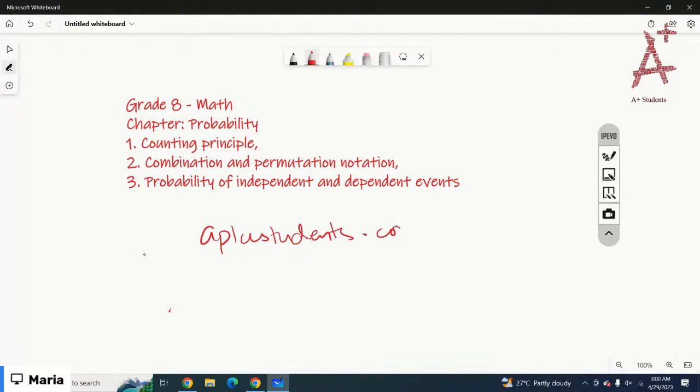You have to log in there using your email address and password as provided by the administrator. Then you have to select math from the subject tab. Scroll down to grade 8 and then click on view all lessons. So there you can find a list of the chapters. We're going to start with the chapter probability.